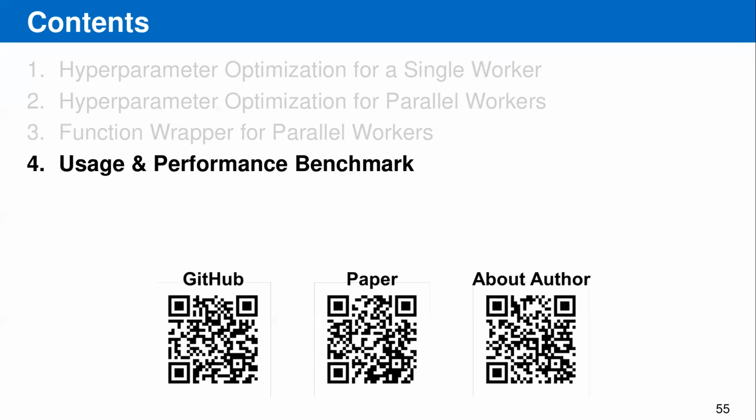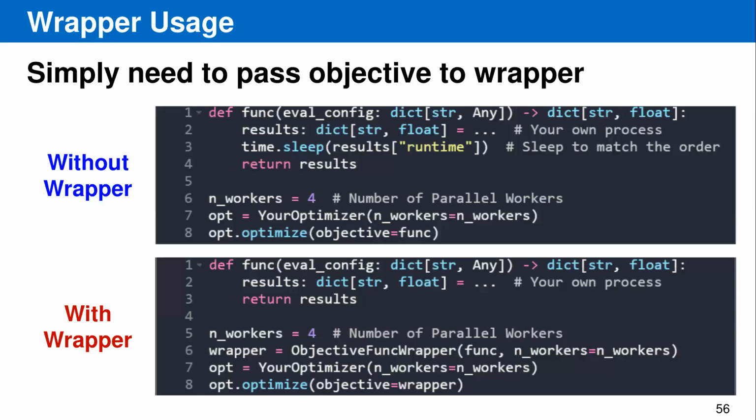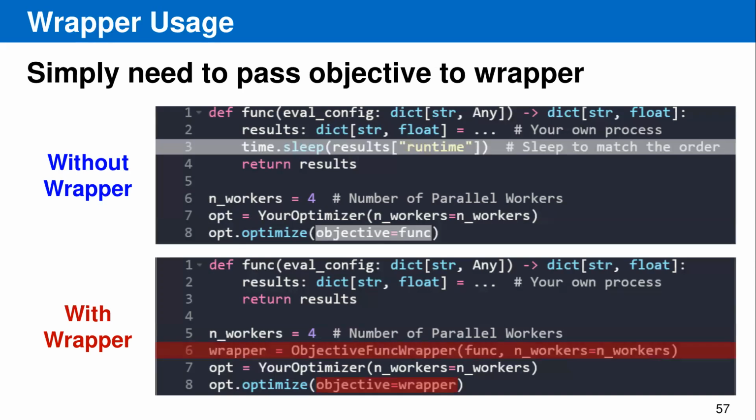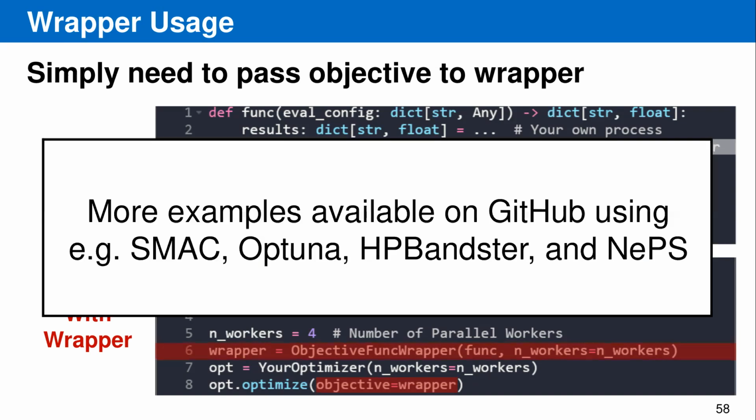Finally, I present the wrapper usage and its performance on a synthetic function. Here is a code block example. The first code block does not use the wrapper, and the second code block uses the wrapper. The differences lie only in highlighted lines. When we do not use the wrapper, the objective function needs to sleep, but no need to sleep when we use the wrapper. Instead, the objective function needs to be wrapped by our wrapper. We have many examples on GitHub, so please check out our repository for more details.